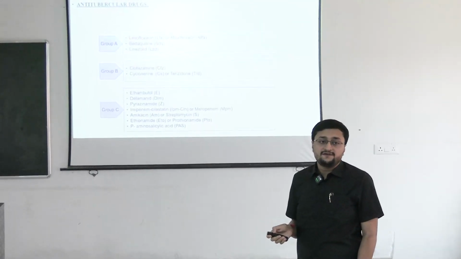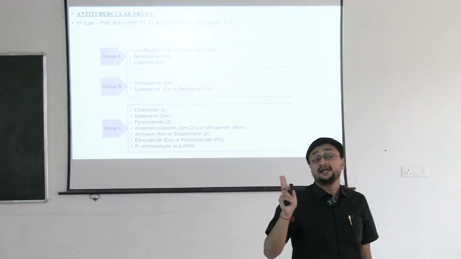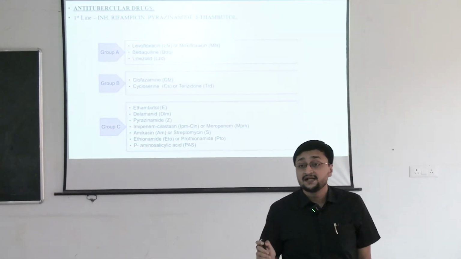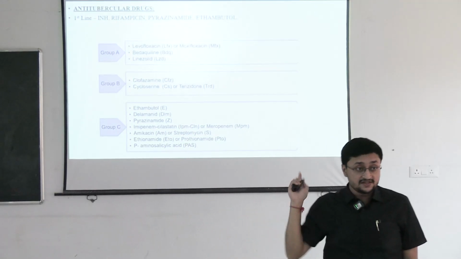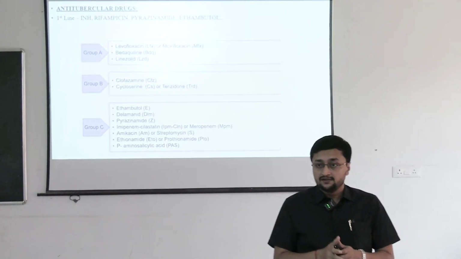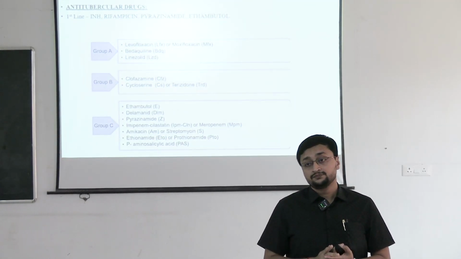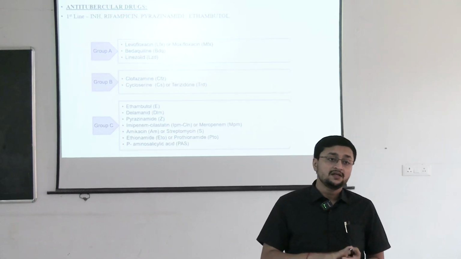So what are the first line anti-TB drugs? HRZD. What are the second line anti-TB drugs? This can be classified according to this regimen A, B and C. So the part A contains the highly efficacious group that must be included in MDR regimen.